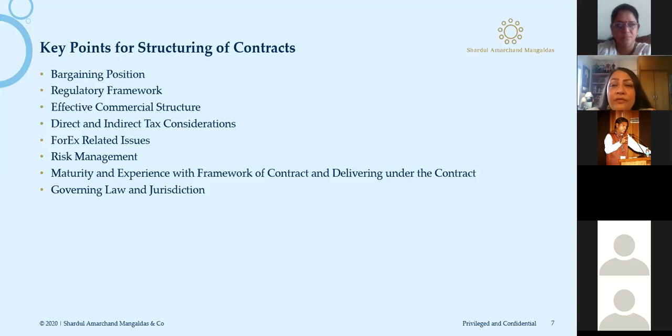You will have the rules relating to labeling, where you will have to set out very clearly who's the manufacturer, who's the person who's marketing, and so on and so forth. So whenever I'm looking at a contract, I need to look at the regulatory framework that governs a specific contract. The next is the commercial consideration.